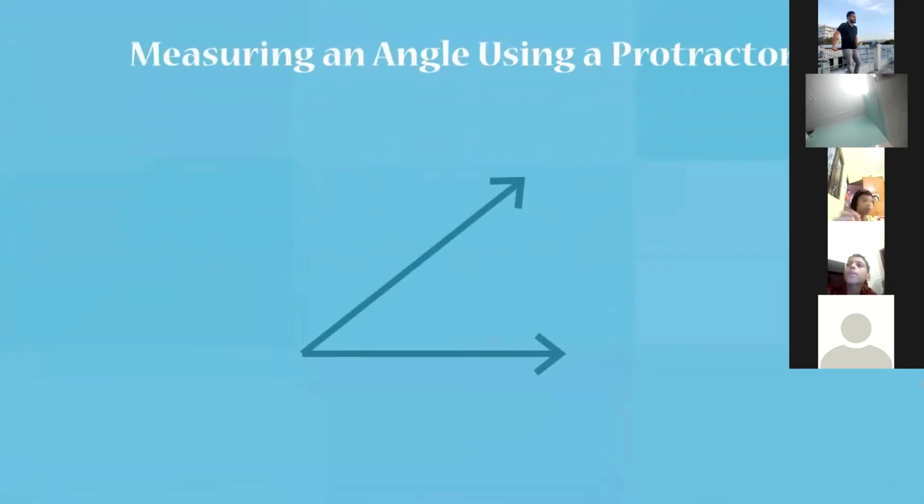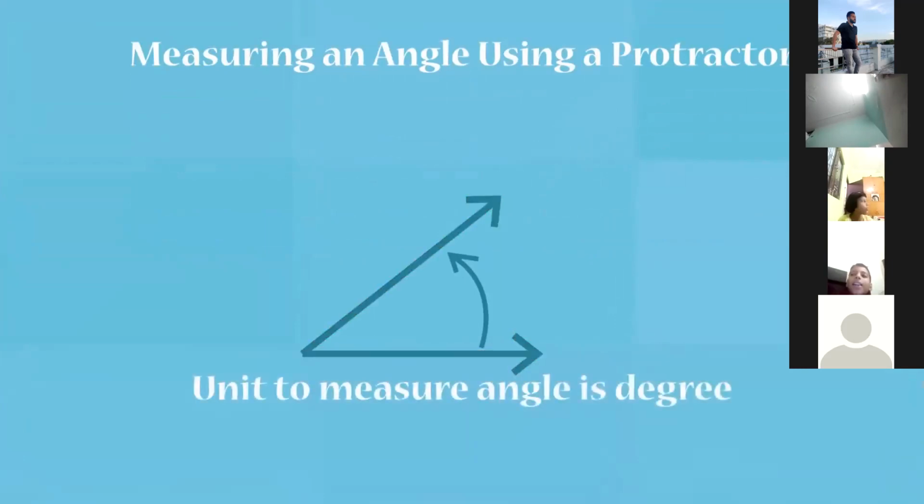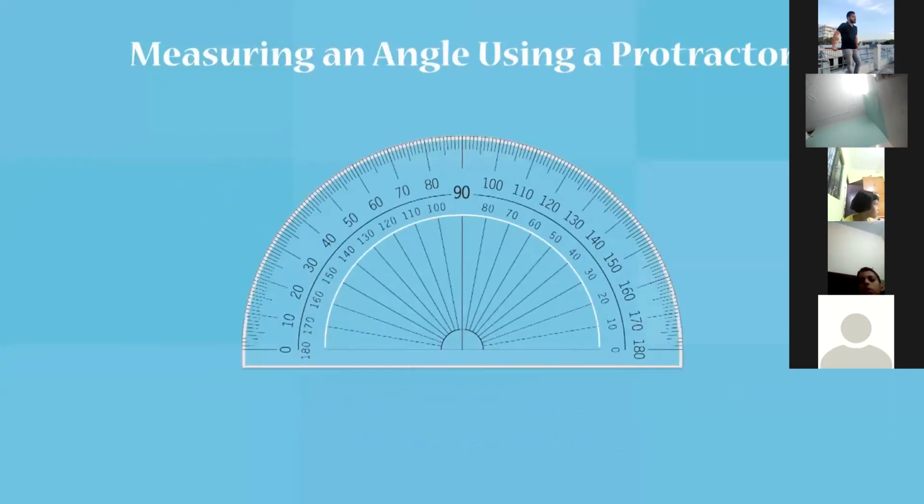An angle is not measured with respect to the length of its arms. Instead, it is measured in terms of the amount of turns taken between the two arms of an angle. The unit used to measure an angle is degree. This is the symbol used for degree. We use an instrument called the protractor to measure an angle. You can find it in your geometry box.